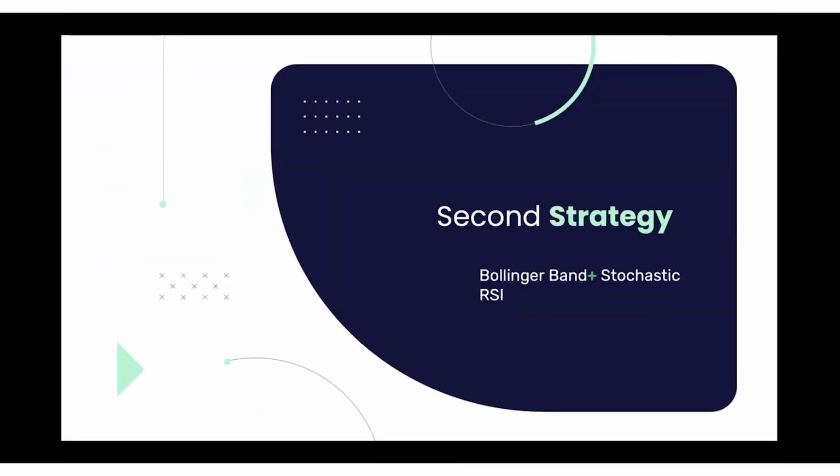So let's go to the second strategy. This is a Bollinger Band and a Stochastic RSI. This is a very popular strategy, a Stochastic RSI. It's so important in the market. But I want to give you some points on how you can choose your stop loss and how you can choose your TP, and also how you can open a trade and how you can get the sign.